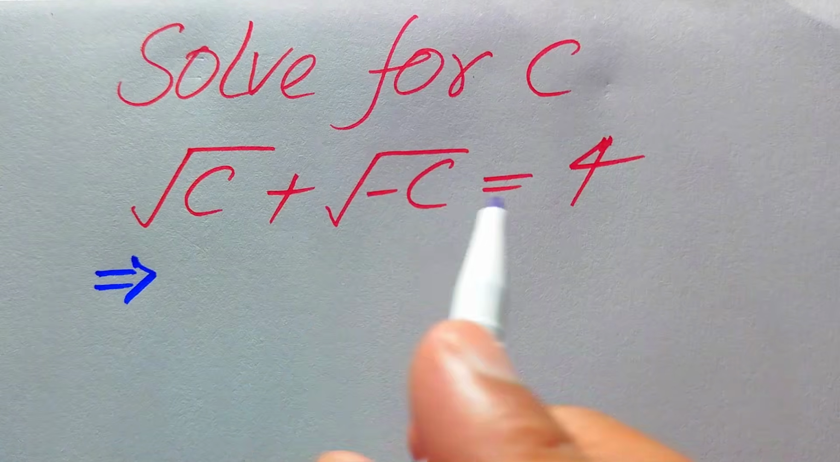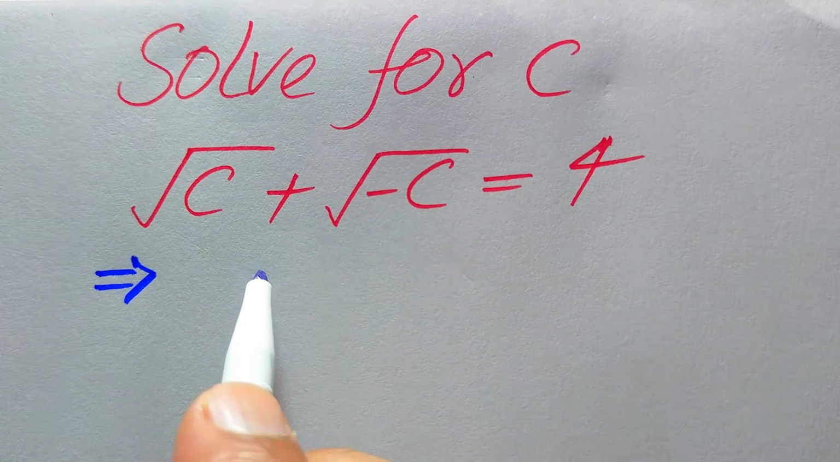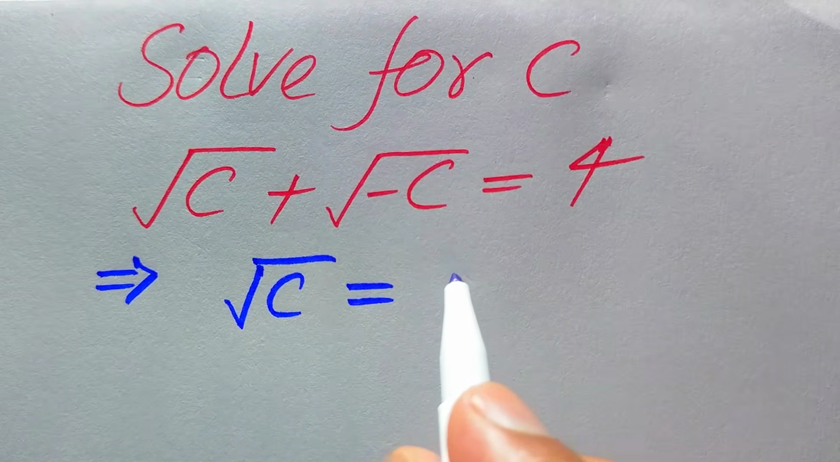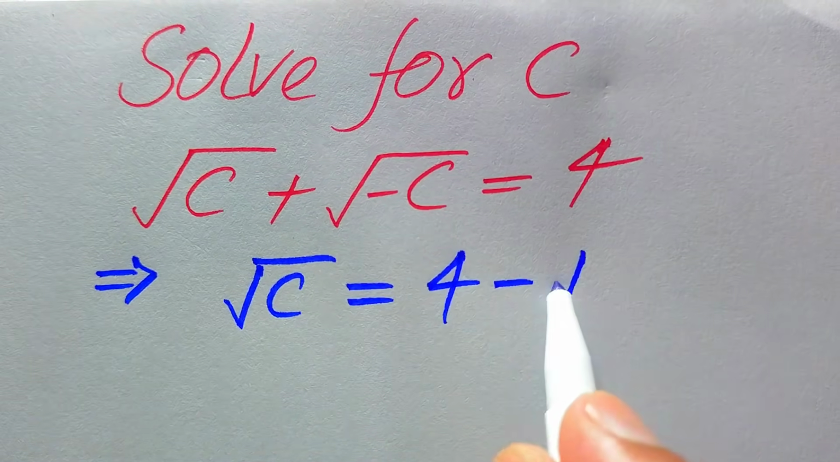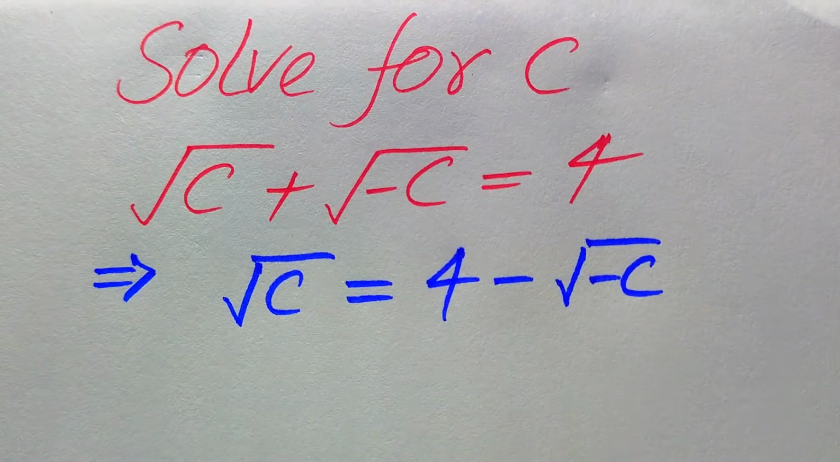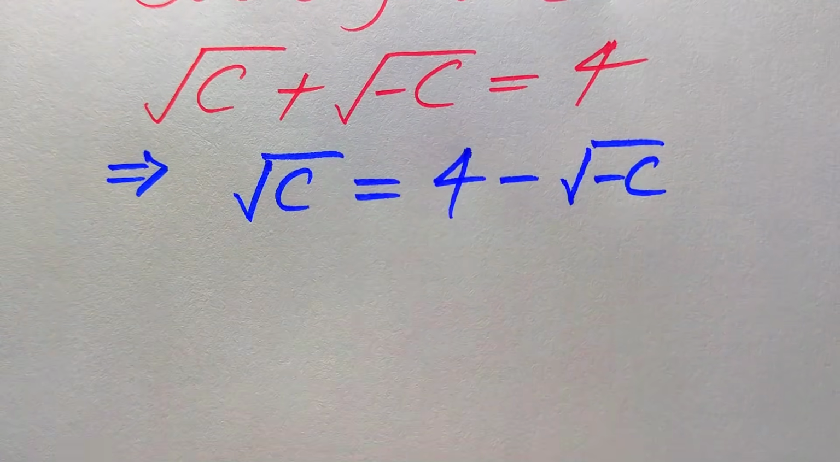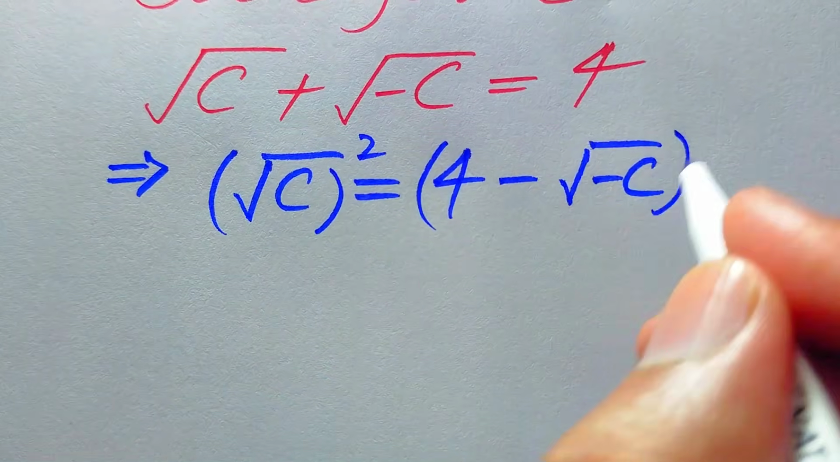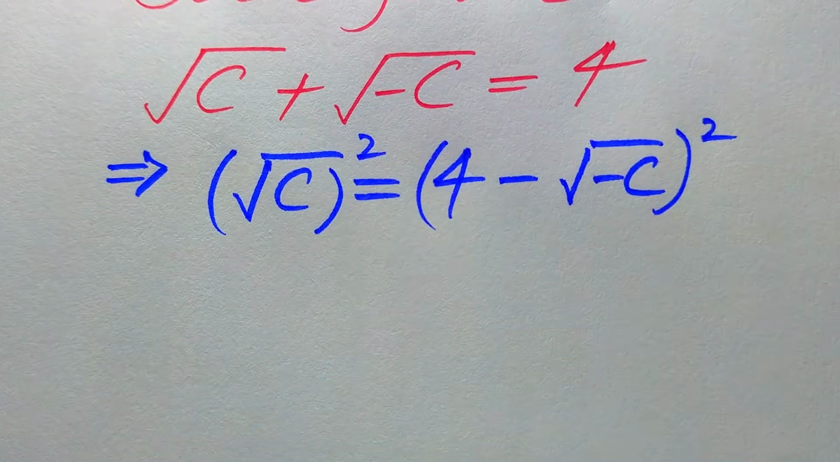So the very first step we are going to do is move the term square root of minus c to the right hand side, and we will get square root of c is equal to 4 minus square root of minus c. And now, in order to remove the square root sign, we take squaring on both sides.